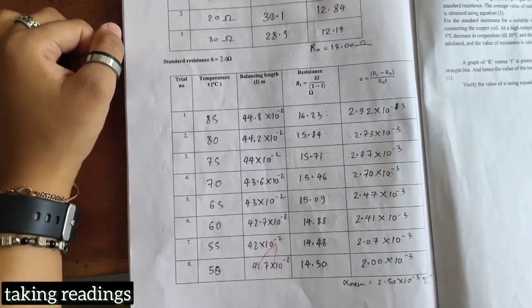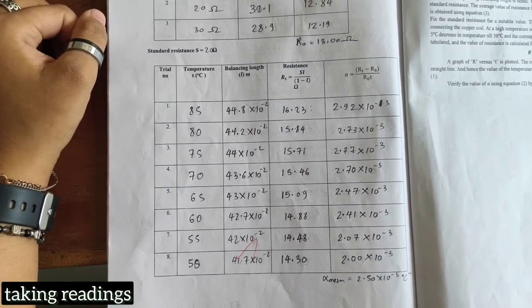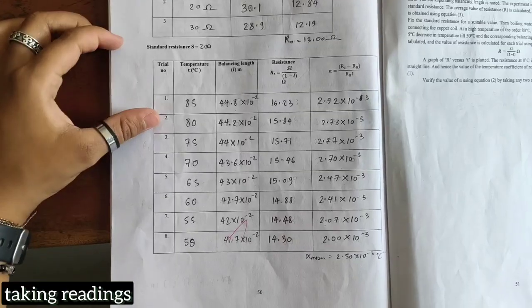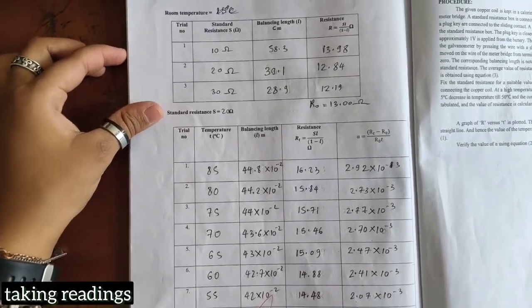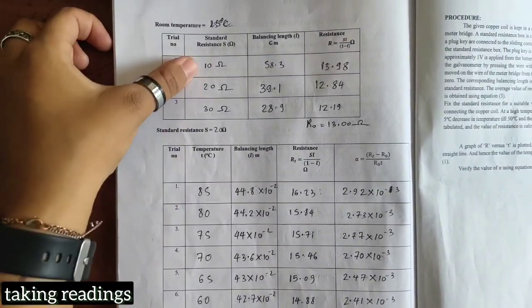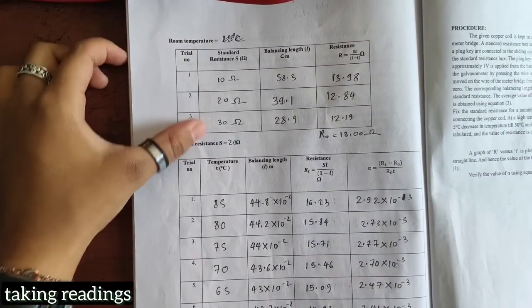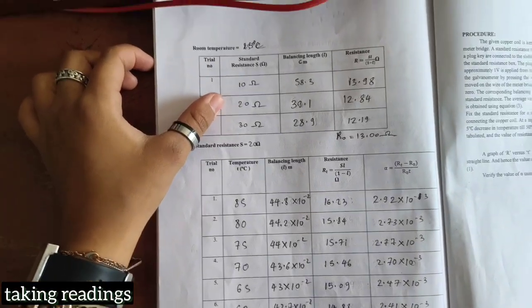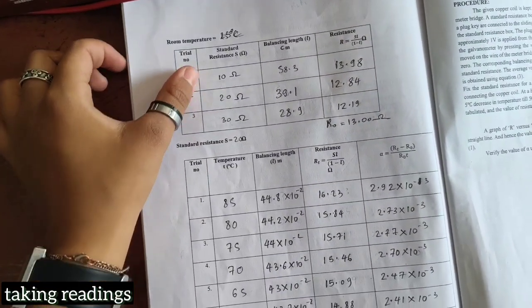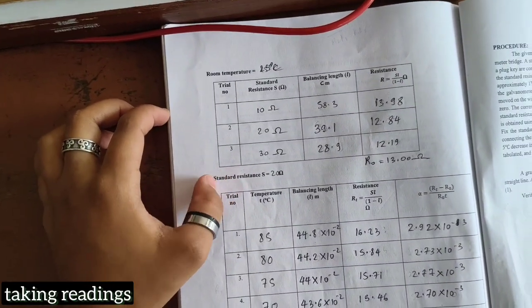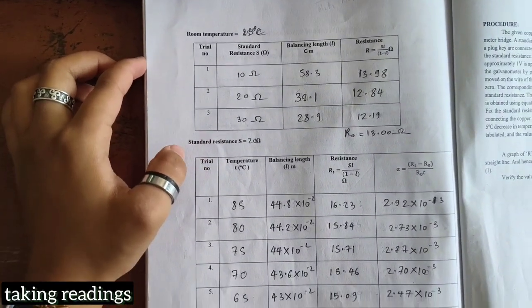And the second step would be to find the variation with temperature. So this is the second table. Now you take the standard resistance of, you can take any of these three, but I personally felt 20 ohms is good because it's the mean of the three values. So again, this doesn't have to be the same. This depends on your setup and how you want to take readings. So I will take standard resistance as 20 ohms.